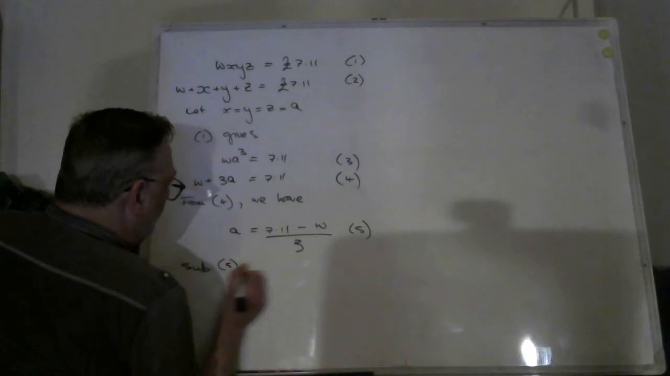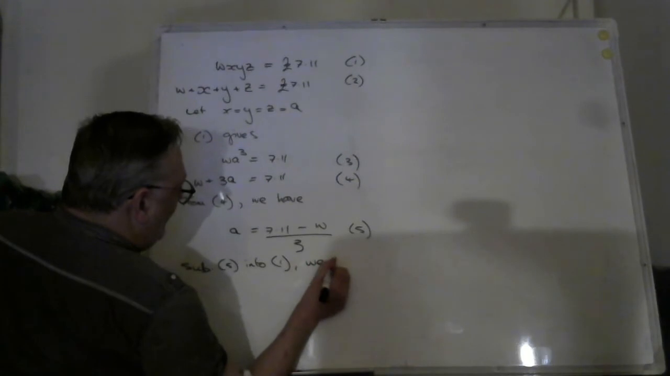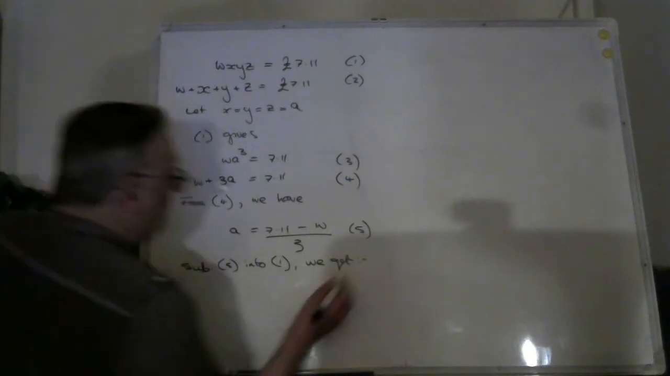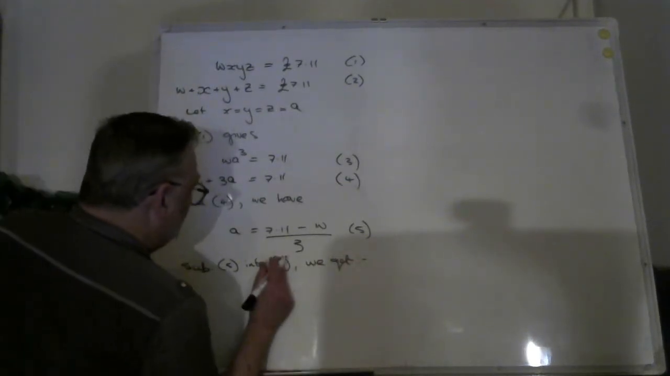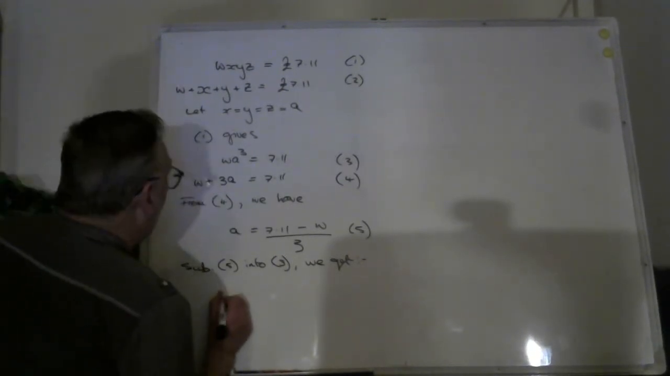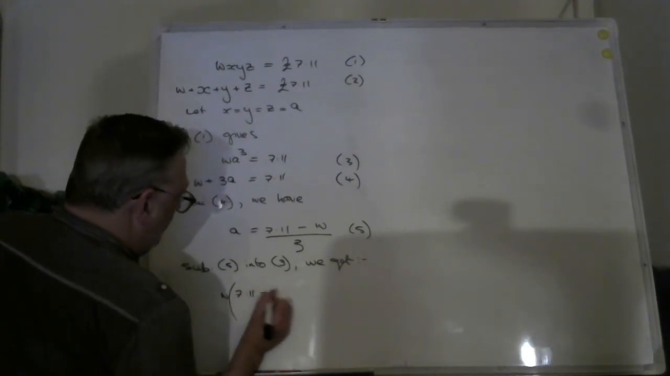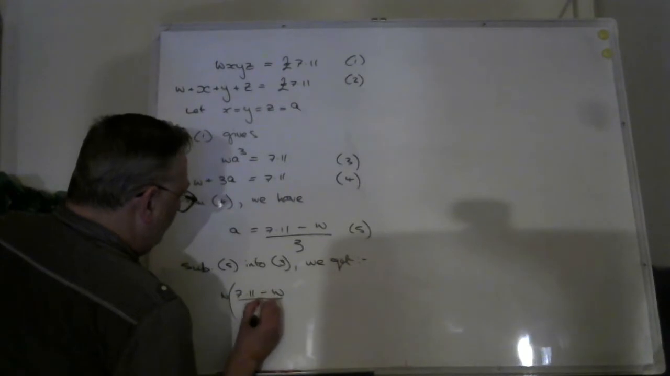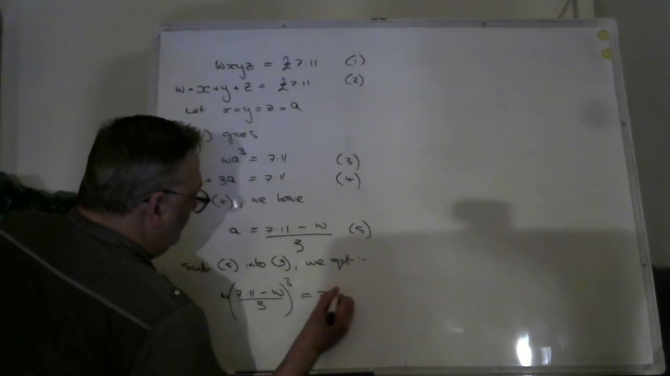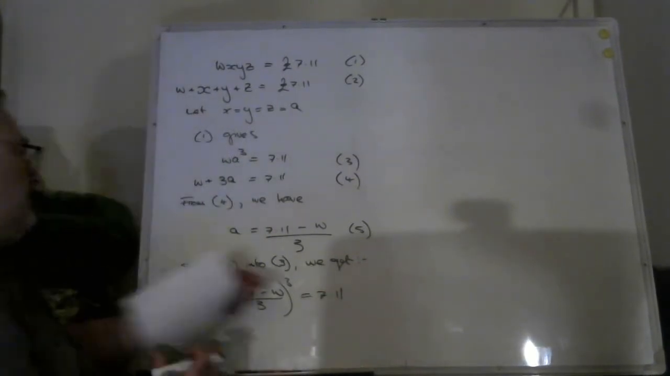Substituting 5 into equation 1, or rather substituting equation 5 into equation 3, because that's the modified version of equation 1, we get W times (7.11 minus W over 3) all to the power 3, and that is equal to 7.11. Let's make that look more like a 7.